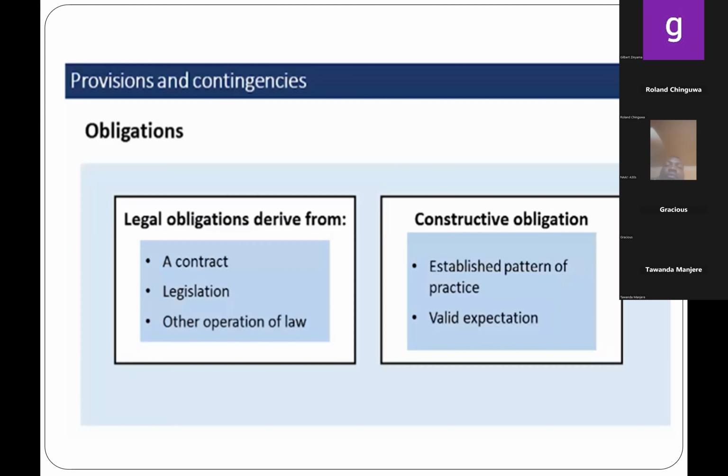For example, a law is passed after a contract of sale has already been done that gives you the obligation to settle in some circumstances. That means you could then be required to settle. That's a legal obligation. Then a constructive obligation is not something that is binding legally, but it's something where your actions as an organization have made people believe that you are taking that obligation as binding.